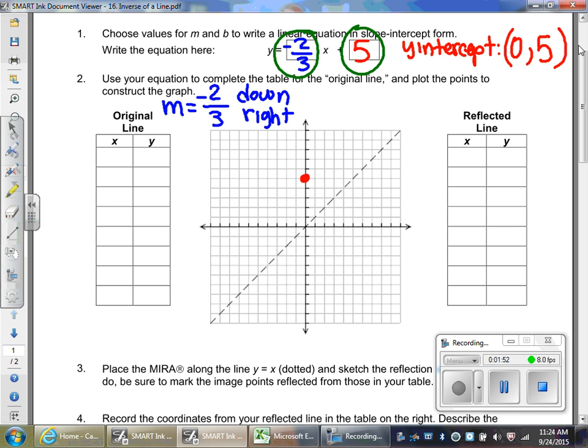And of course here you could just select random numbers for x and then plug them into the equation and find the y values. Or you could graph it using the y-intercept and then the concept of the slope. So we already said the slope is -2 over 3. So I'm going to go from the y-intercept 2 units down and 3 to the right. Again, 2 units down and 3 to the right.